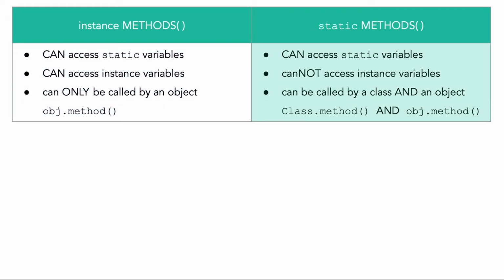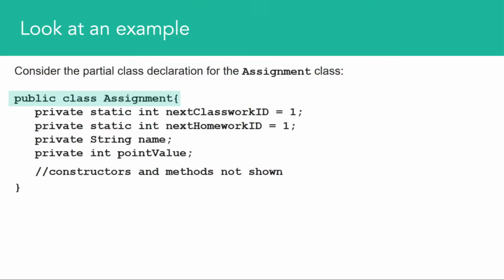Static methods can access static variables. They cannot access instance variables. They can be called by a class and an object. Let's look at this example.